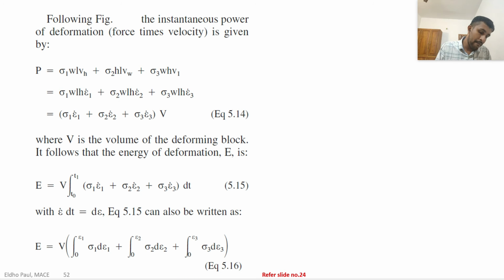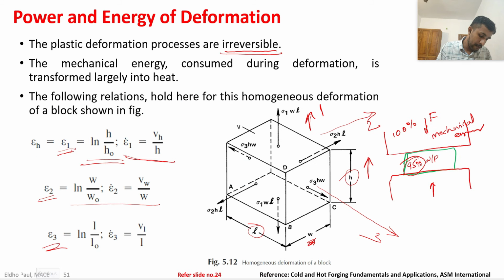So here, what is the power? Power is equal to force into velocity. The total power requirement for the deformation is equal to the power for the material flow in the one direction, plus the power for the material flow in the two direction, plus the power for the material flow in the three direction.